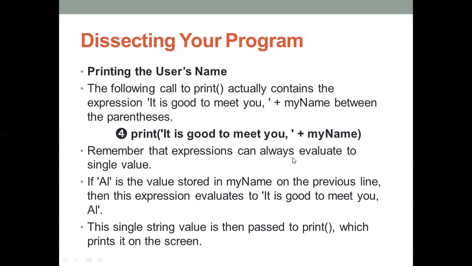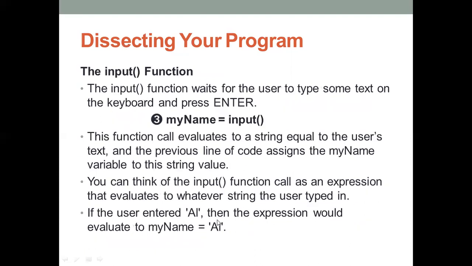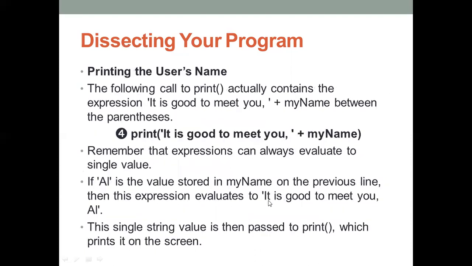Remember that the expression can always evaluate into a single string value. So if you execute this one, it is good to meet you, my name. In the previous example, we took A as an input. Here it will print in the place of my name, it will attach, it is good to meet you AI. So if A is the value stored in my name on the previous line, then the expression evaluates to 'it's good to meet you AI'. So this single string value is passed to print, which prints it onto the screen.